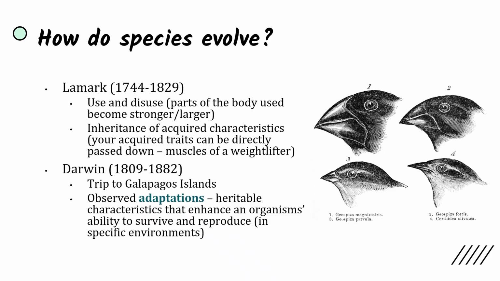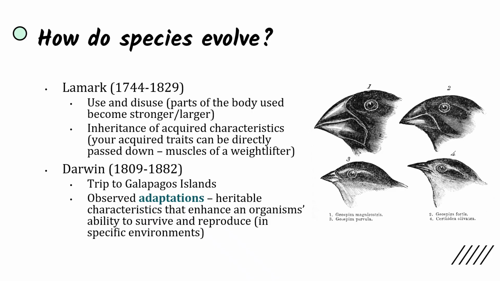So Darwin lived after Lamarck. I mean, their timelines overlap for 20 years, but he took a trip to the Galapagos Islands on a ship called HMS Beagle, and he observed adaptations, which are heritable characteristics, so characteristics that can be passed down, that enhance an organism's ability to survive and reproduce in specific environments.